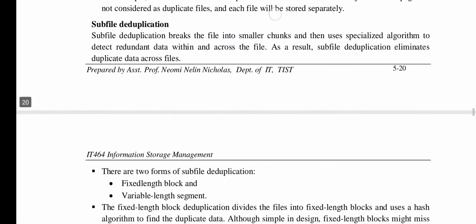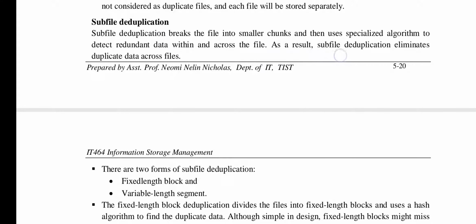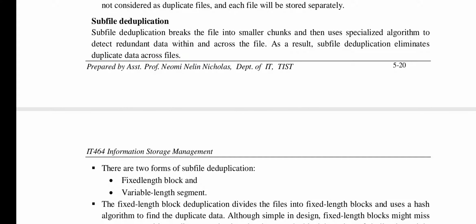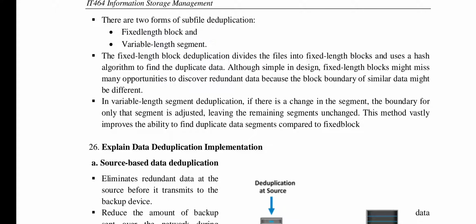Then sub-file deduplication breaks the file into smaller chunks and then uses a specialized algorithm to detect redundant data within and across the files. So in the previous case, it just checked similar file names, but here within the files any redundant data is checked and removed. There are two forms of sub-file deduplication, that is fixed length block and variable length segment.